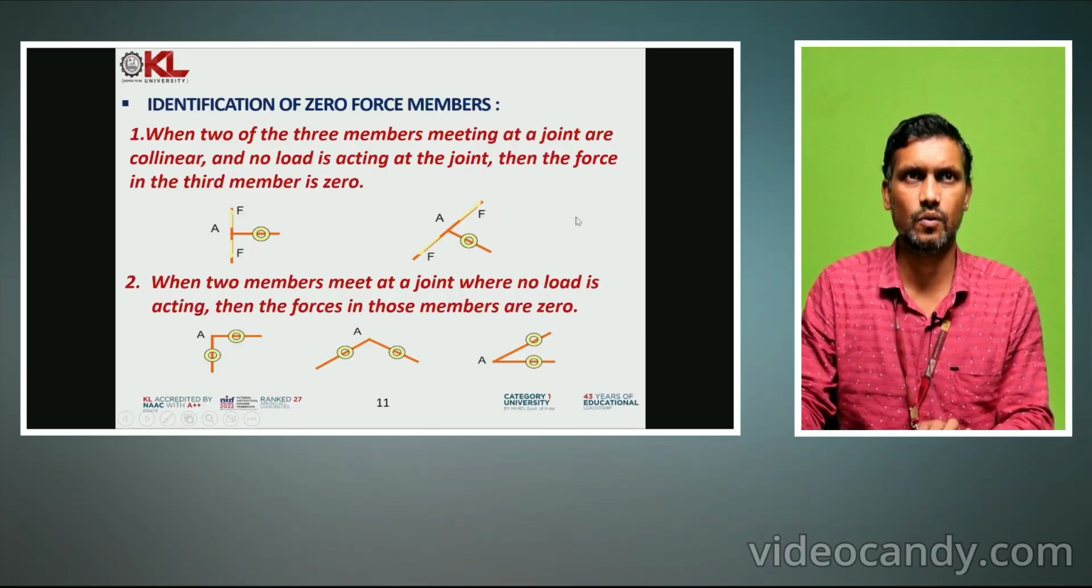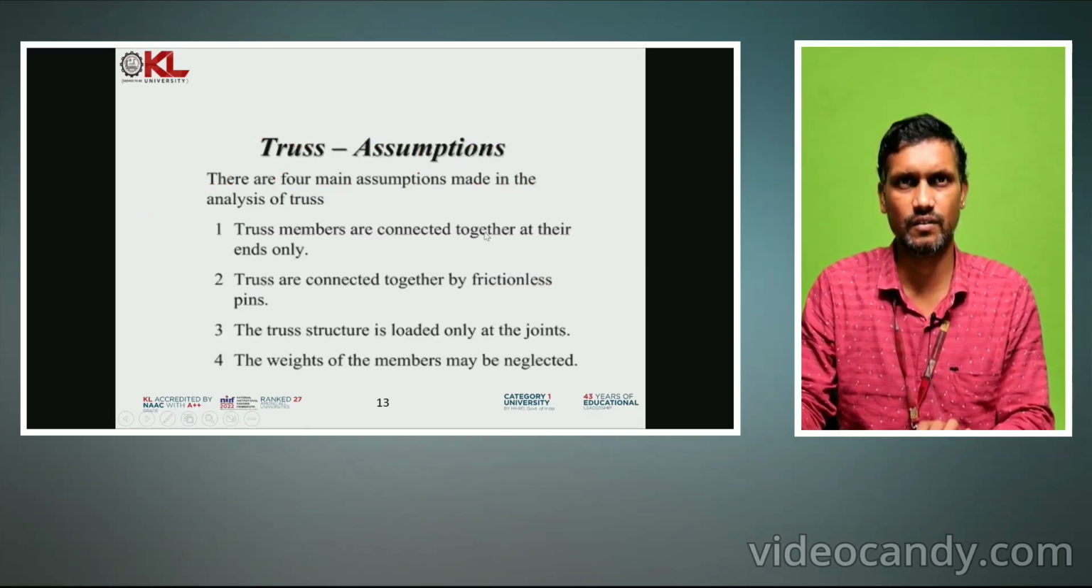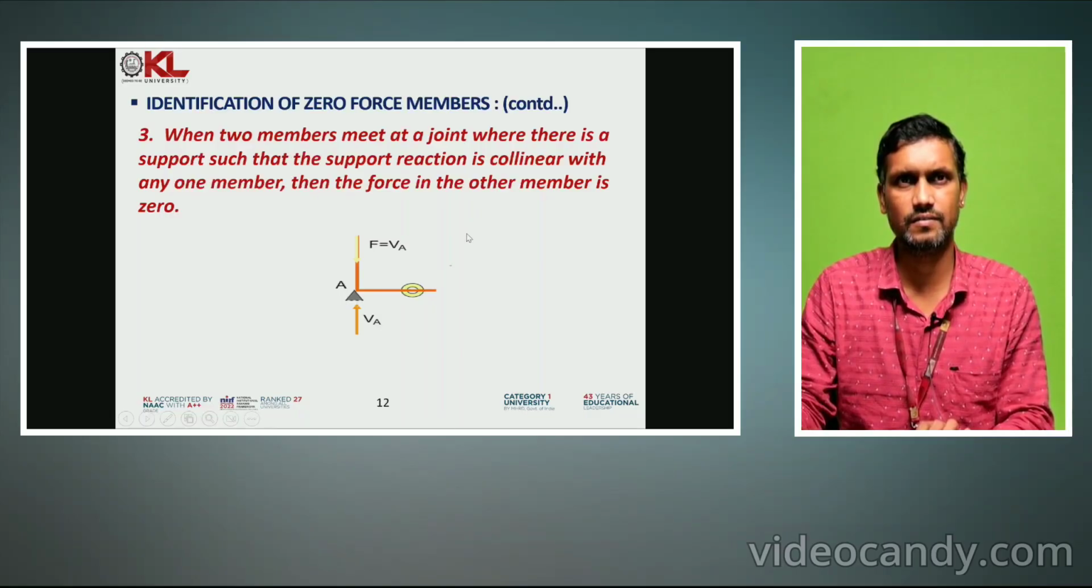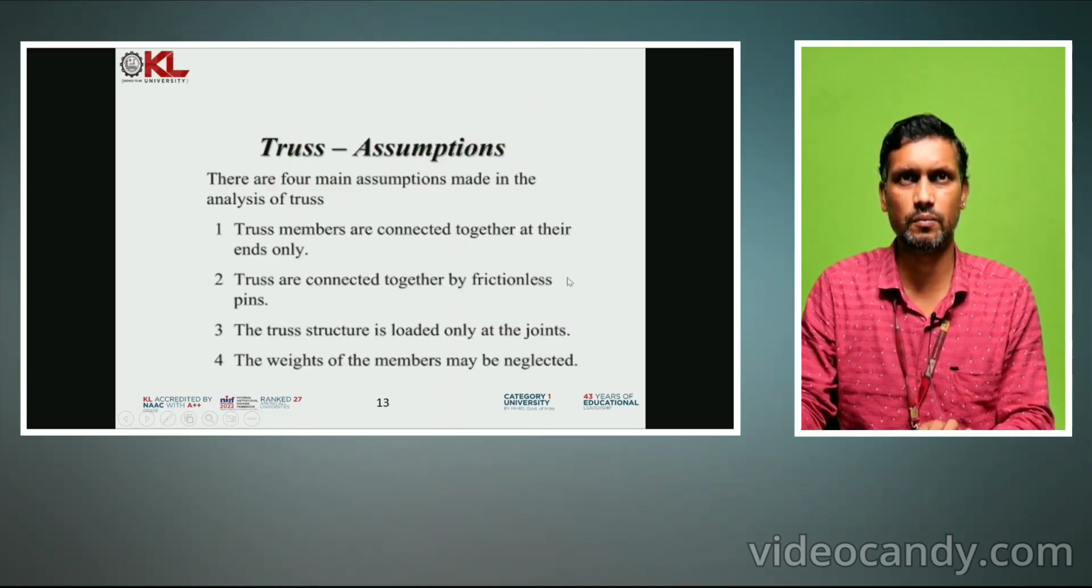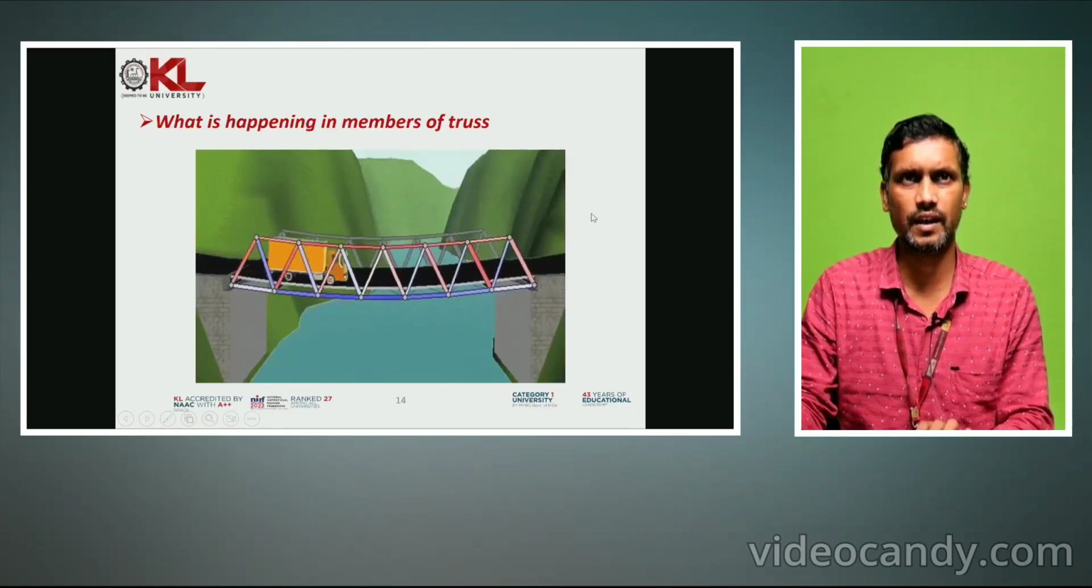Now this is how you can identify zero force members. I told you, by resolving only. Very simple. Here, this horizontal member will not have any force, only the vertical is having forces. So this horizontal is nothing but a zero force member. There are some assumptions for a truss, you can see afterwards.